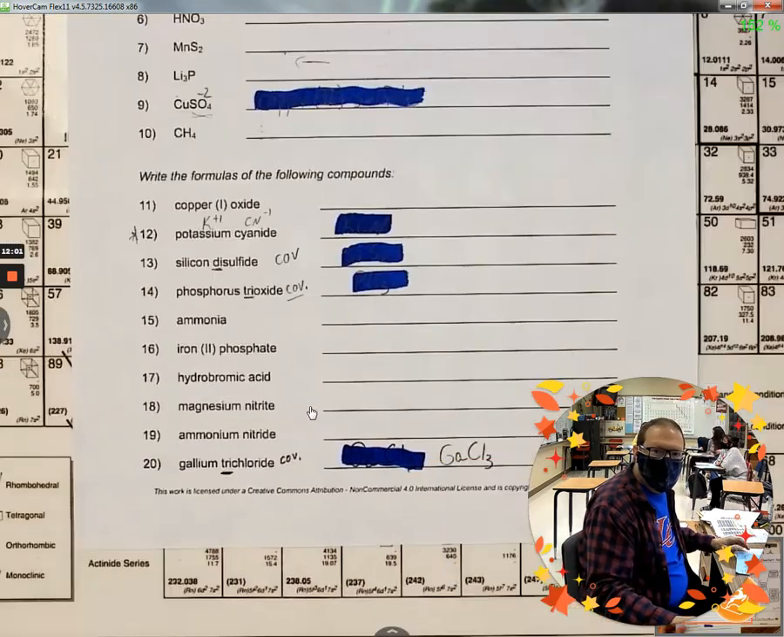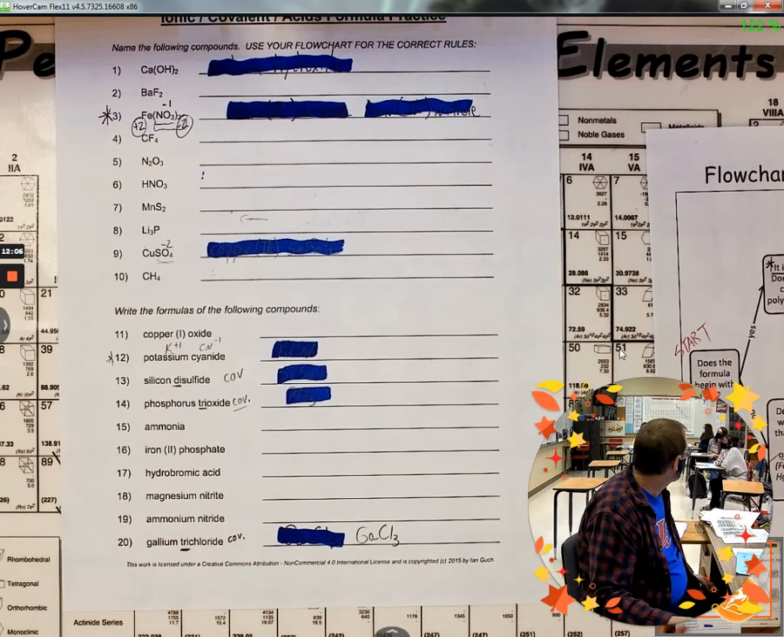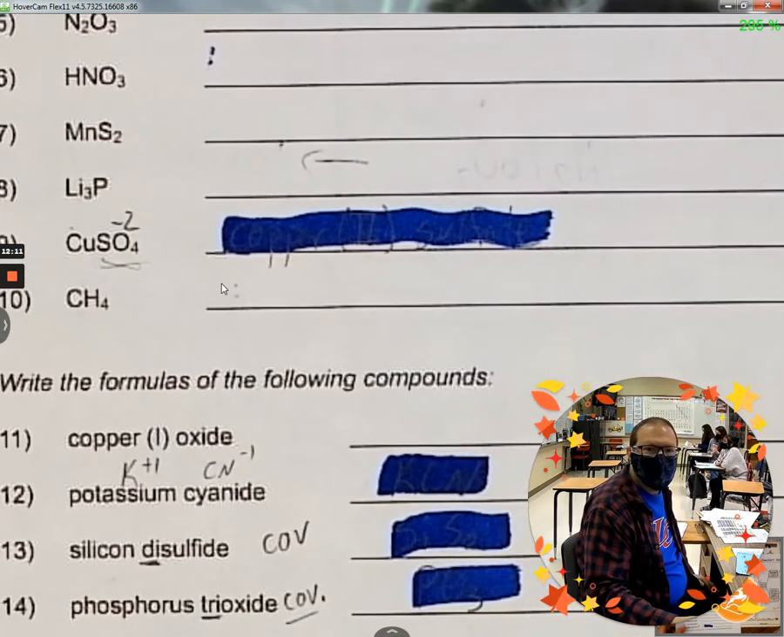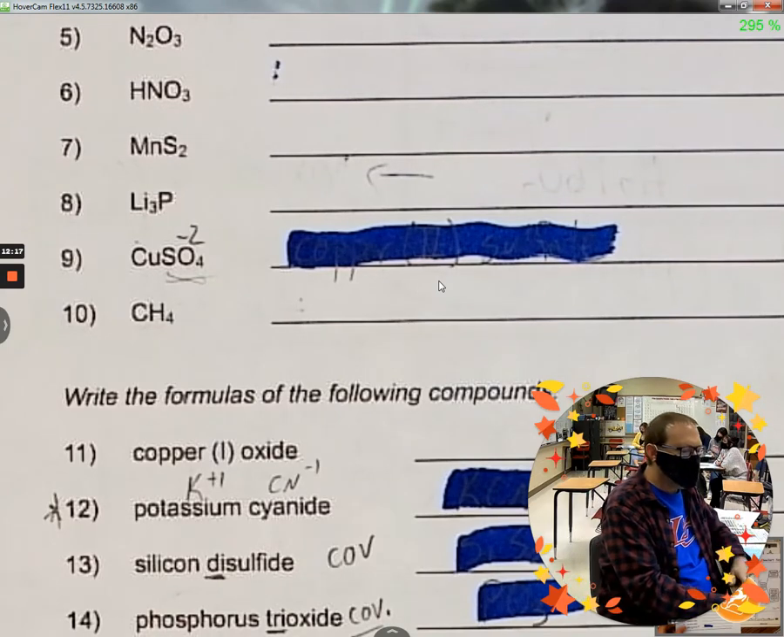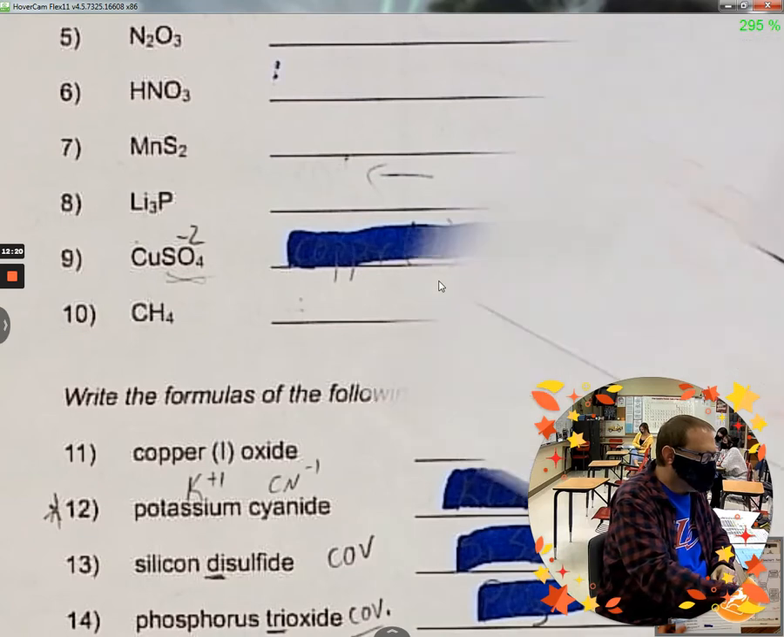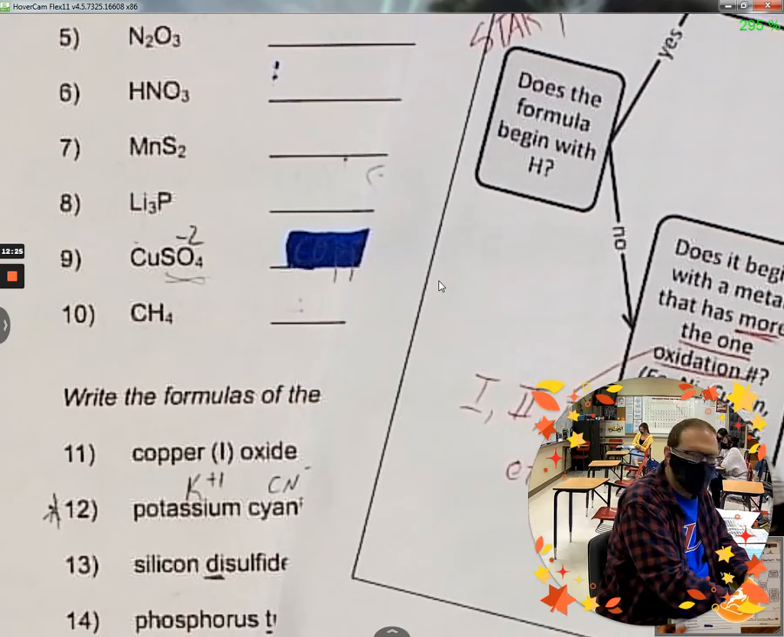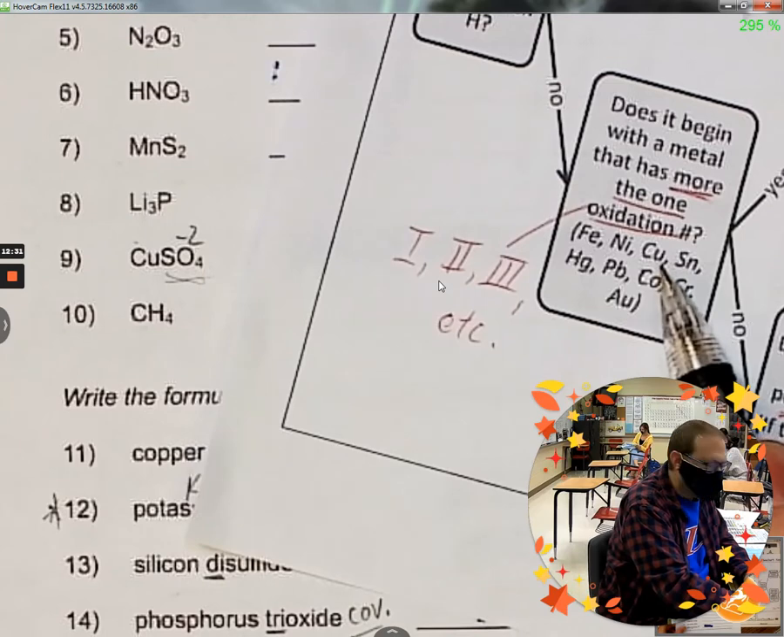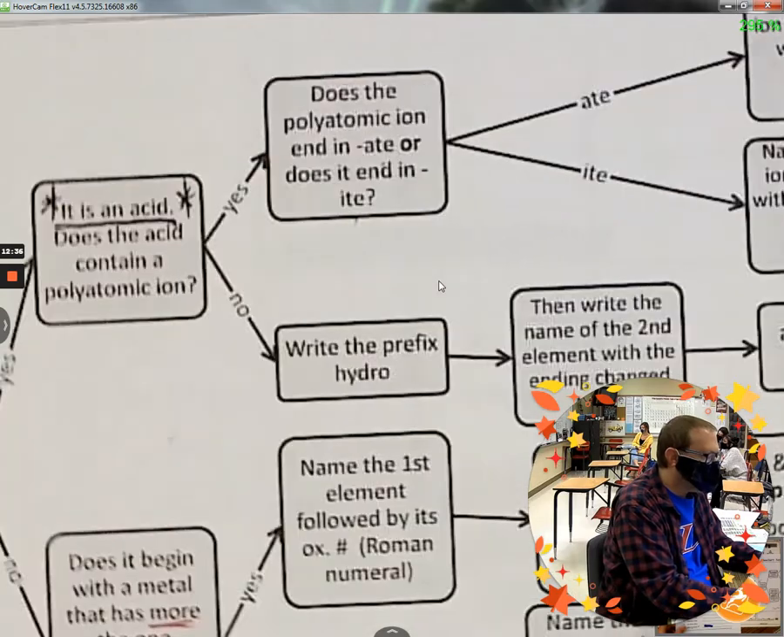Okay. Haley Jones, pick us another one. Number 9. Okay. CuSO4. Going to my flow chart, it does not begin with hydrogen. It does begin with a metal that has more than one oxidation, and I know this because it's one of the ones that it lists as a possible example, which you can't see through my big fat leaf-covered head there. That's copper. Then I follow the yes arrow, name the first element followed by its Roman numeral, and then name the second element or polyatomic ion.